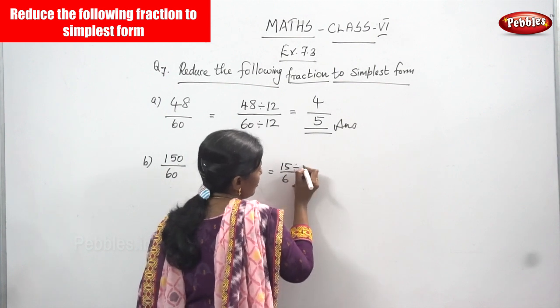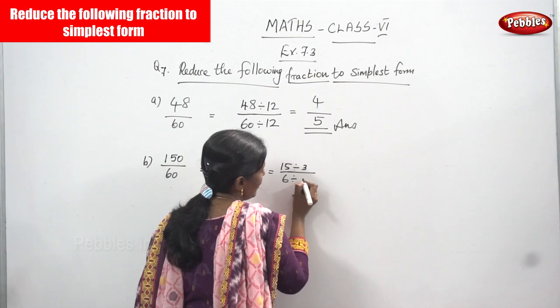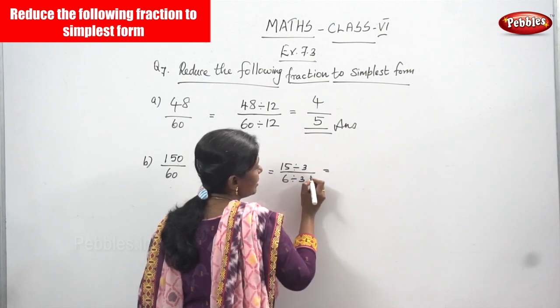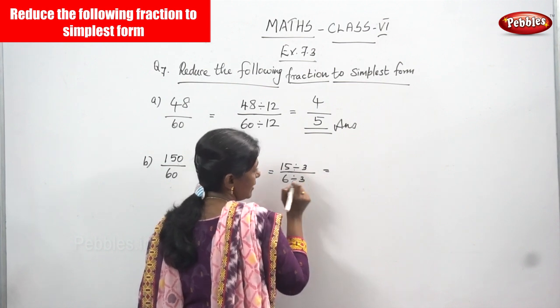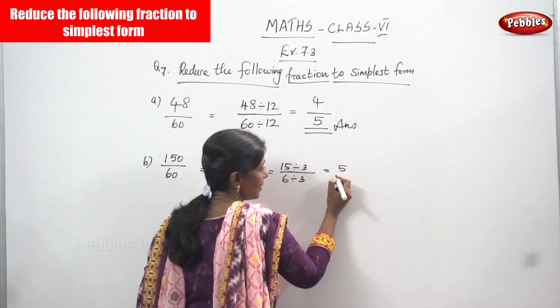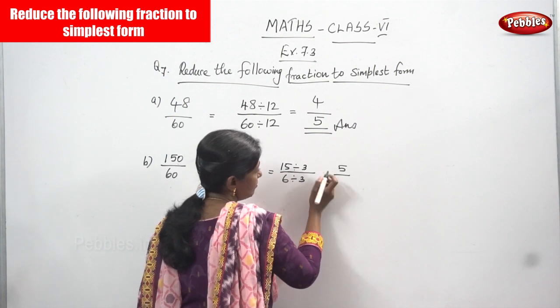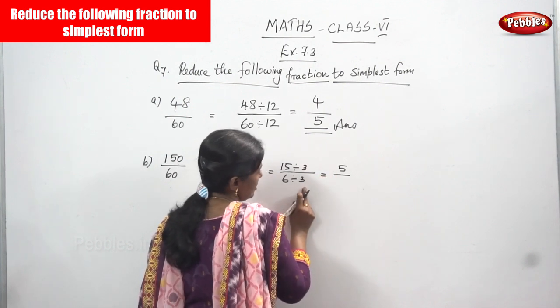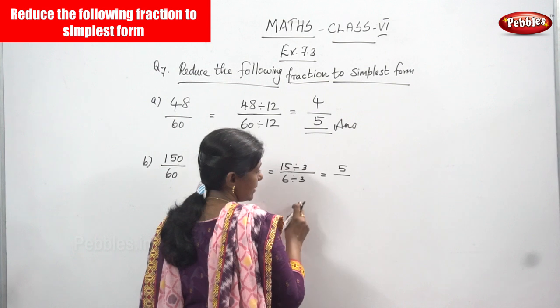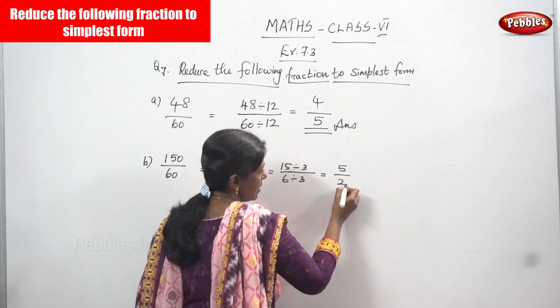So 15 is divided by 3, and 6 is divided by 3. 15 divided by 3 means you must use the 3 table. So 3 5s are 15, division sign you have to write. Then 6 divided by 3, so again you say the 3 table. 1 3 is 3, 2 3s are 6. So the answer is 5 by 2.